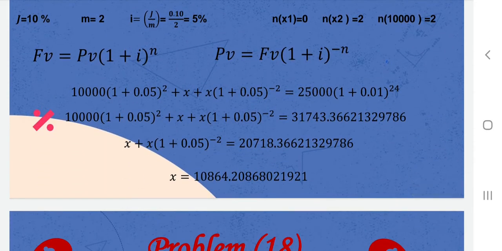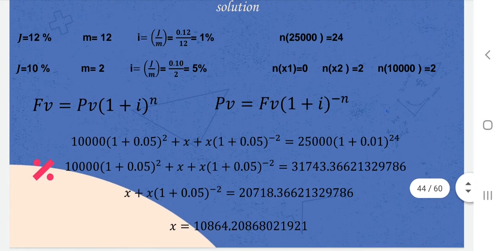By substituting in a formula of the future value and the present value, X will be equal 10,864. Again, he used 12% as a nominal rate for $25,000. Note that he used I equal 1% and the power was 24. And he used 10% for the new obligations, $10,000 and X and X.